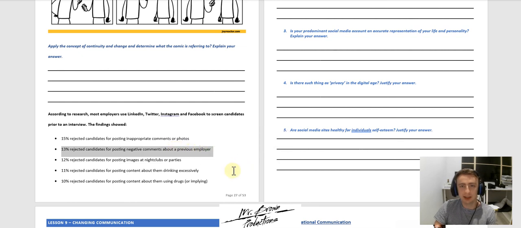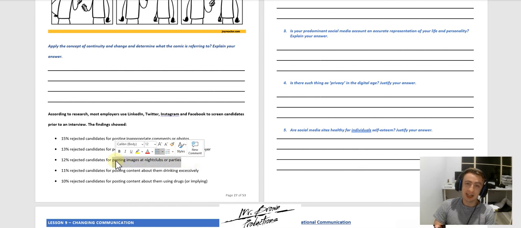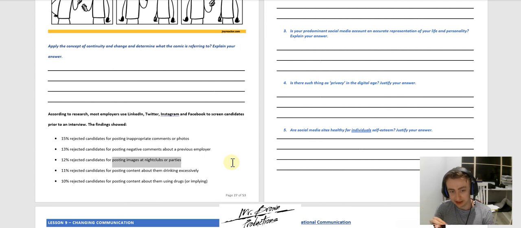Now you may think you might only do that through chat or something with friends, but you never know who might screenshot something and post it elsewhere, and the things that they can see and come up with are very interesting indeed. 12% rejected for posting images at a nightclub or party. So the impression there is, if we link back to our last lesson on social control, they're using communication technology as a method of social control.